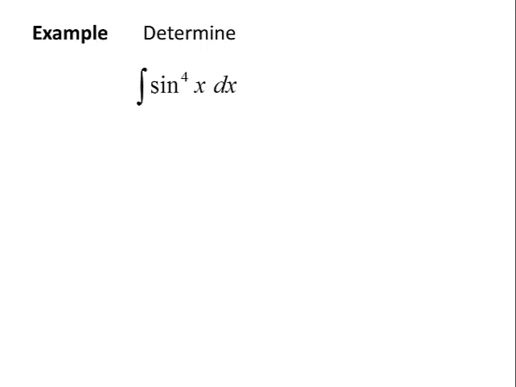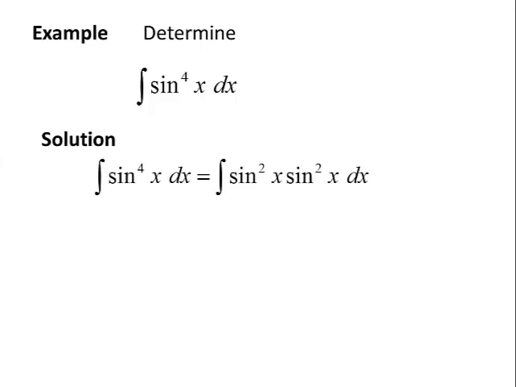So let's look at the following example. Let's say we're asked to determine the antiderivative of sine to the fourth x dx. Well, we begin this with a pretty easy step. Sine to the fourth x dx is just simply sine squared x times sine squared x dx. Now here's where we make use of our power reducing identity for sine squared x. In fact, we're going to use it twice.